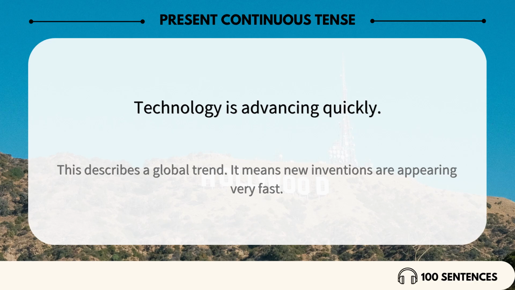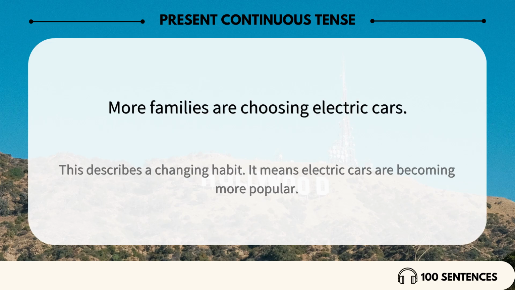Technology is advancing quickly. This describes a global trend. It means new inventions are appearing very fast. More families are choosing electric cars. This describes a changing habit. It means electric cars are becoming more popular.